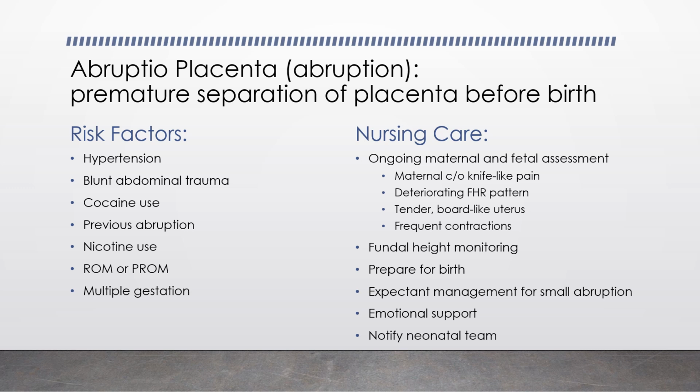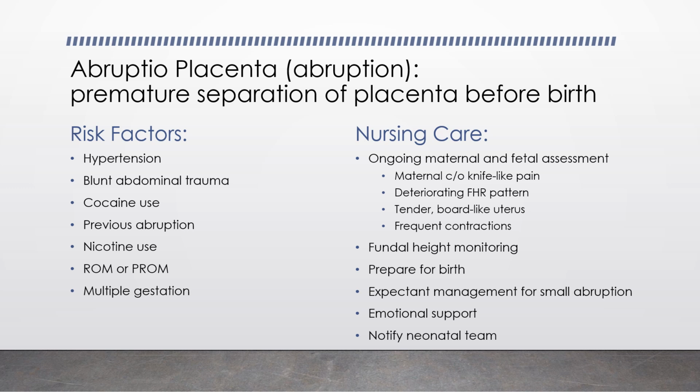The next complication is abruptio placenta, or a placental abruption, and that just means there's a premature separation of the placenta from the maternal uterus before birth happens. And you can read through the risk factors on the left-hand side of the slide. Nursing care would be ongoing maternal and fetal assessment.